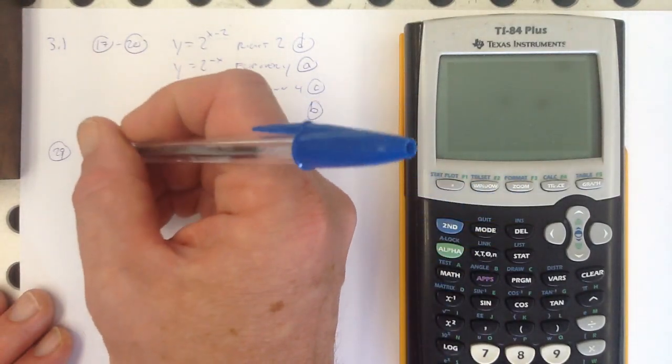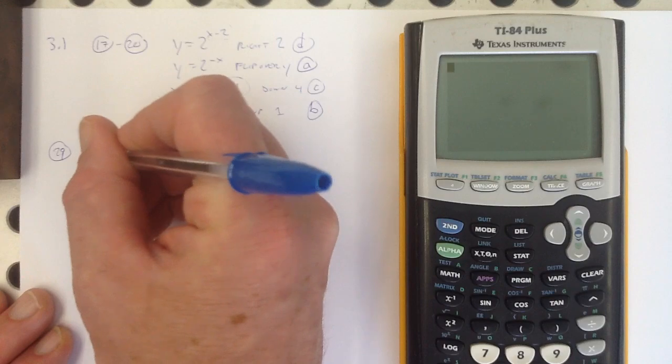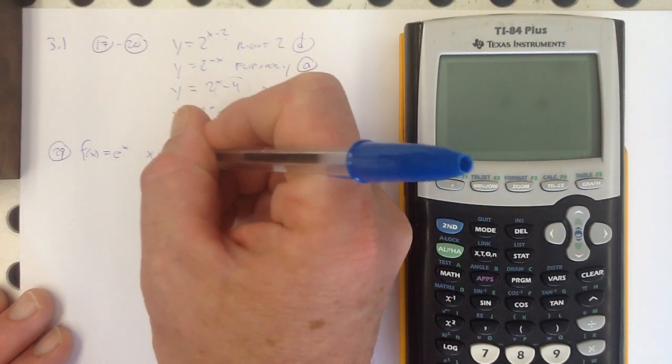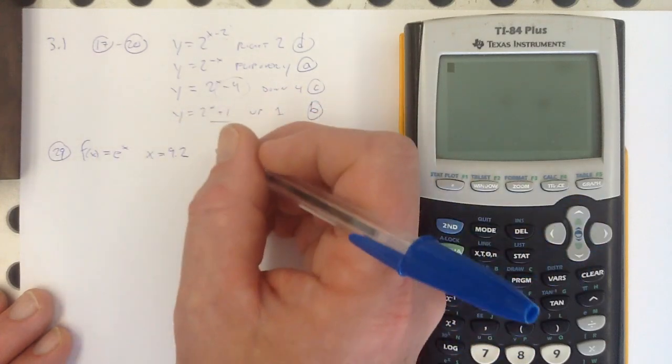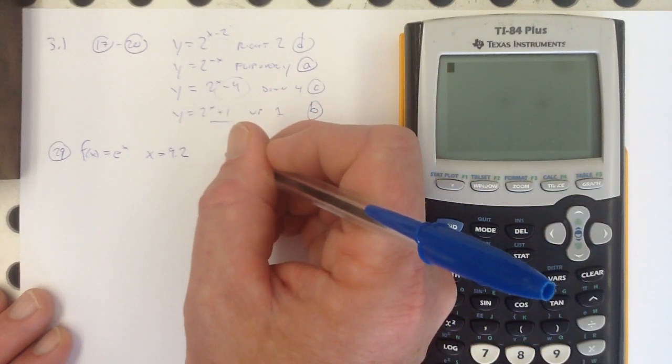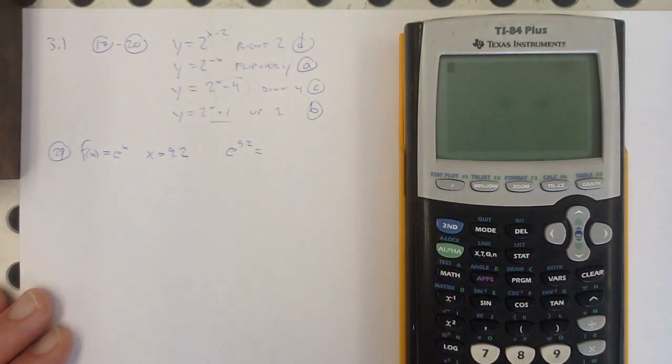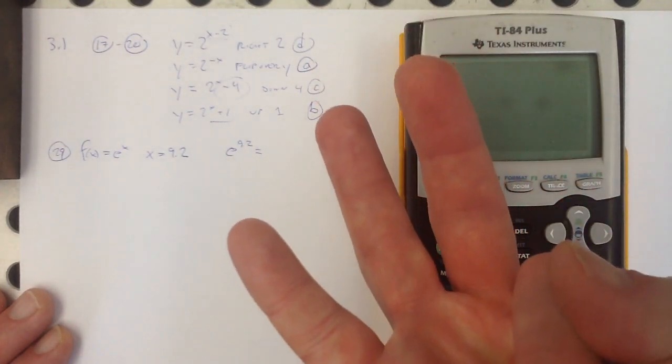So for 29, the function is f of x is equal to e to the x at x equals 9.2. So that's just, in other words, what is e to the 9.2? And they would like us to round to the nearest thousandth. That's 3 decimal places rounded correctly.